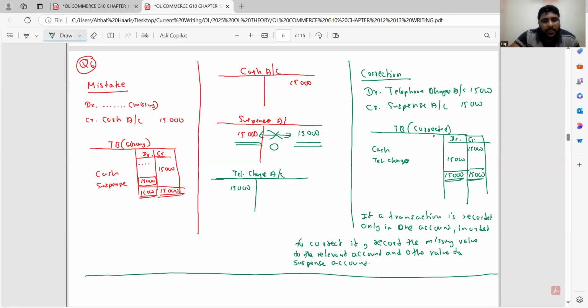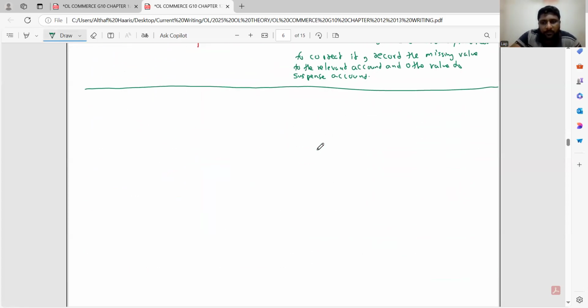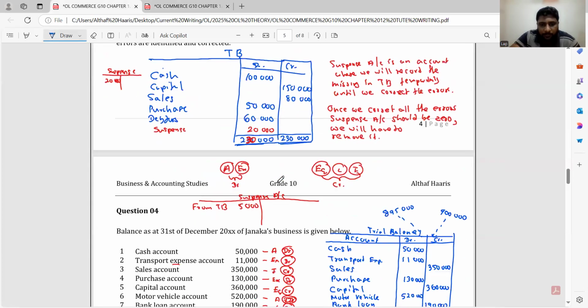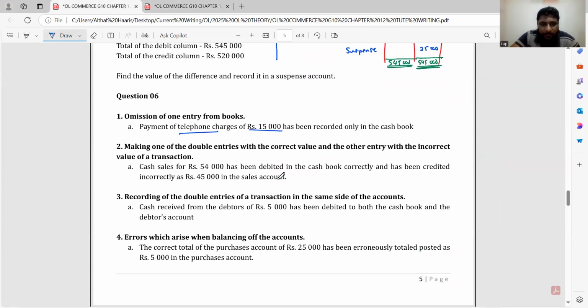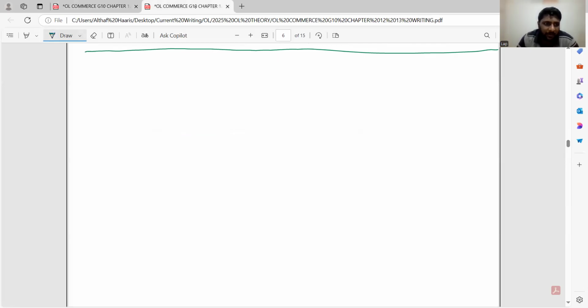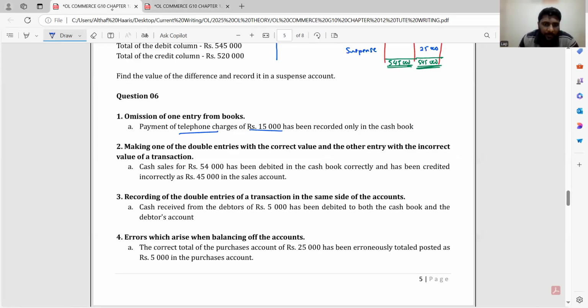Okay. Shall we move to the next one? Second one. If you are writing, let me know, people. What is the second one? Making one double entry with the correct value, other entry with the wrong value. Let's get the understanding from this question. So, mistake. You see what you have done. Cash sales 54,000 has been debited correctly.